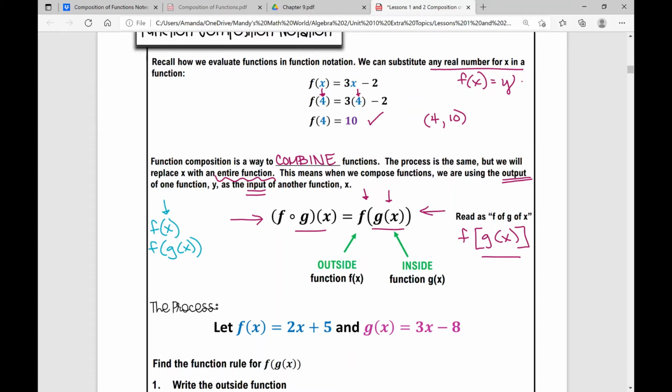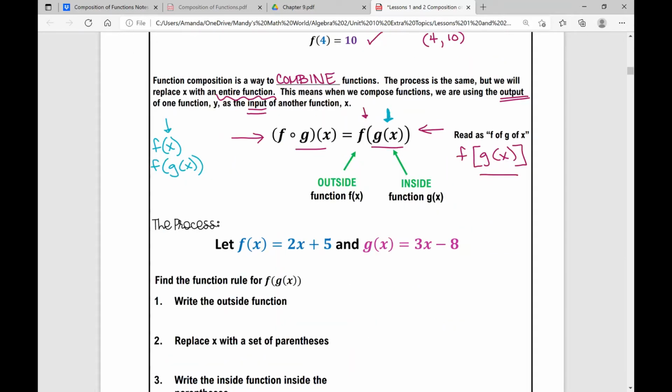When we talk about the output of one function being the input of another function, hear me out on this. If g of x, right, if that's just fancy schmancy for y, then when I put that g of x inside of f of x, that means the y value for g of x, I'm using as the x value for f of x. Okay, I know that's kind of tricky to understand, so I'm just going to get started on the process.